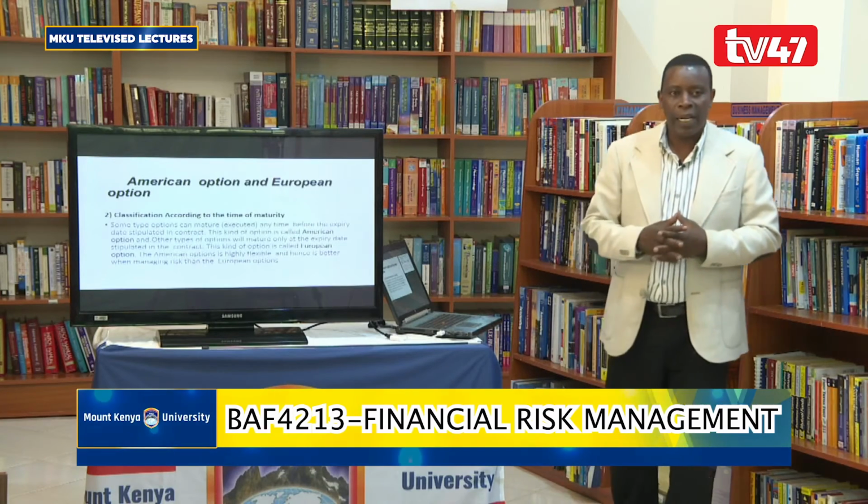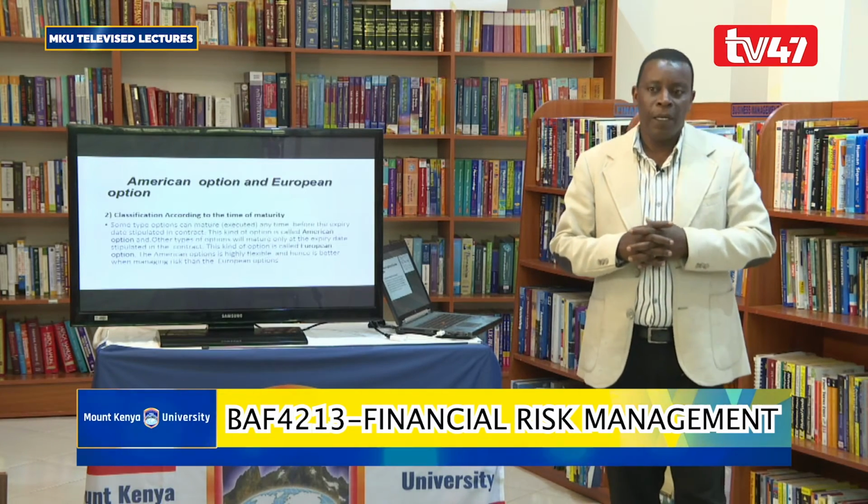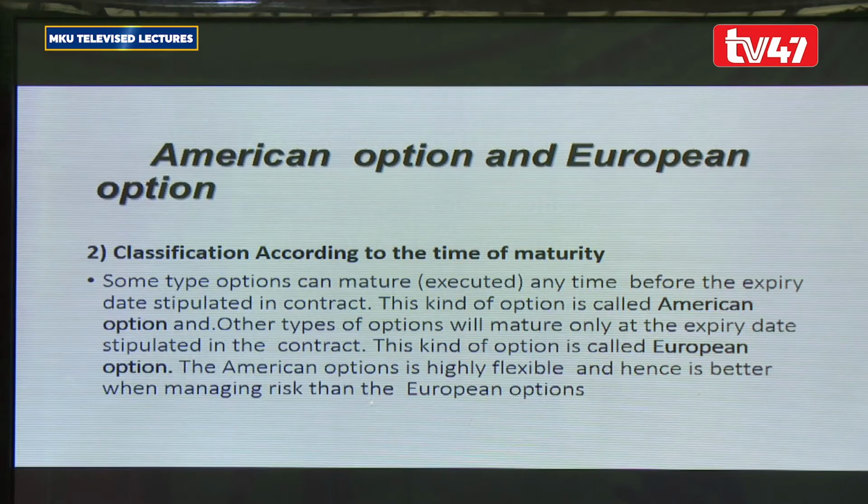Then you go to the second classification, which is depending on the time of maturity. We have two types: the American option and the European option. What about the American option? This is a financial contract which can mature at any given time before the date of expiry. What am I saying it can mature? That is, the holder of the right can execute it even before the time stipulated in the contract, so long as he realizes what we call an advantage of profitability.